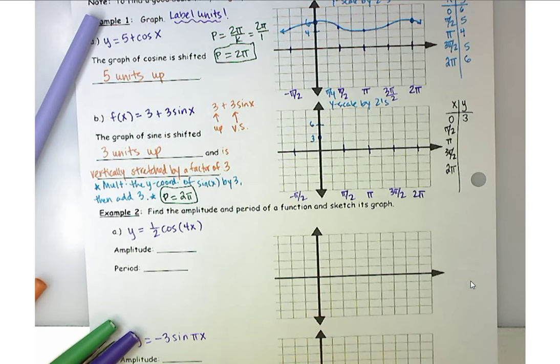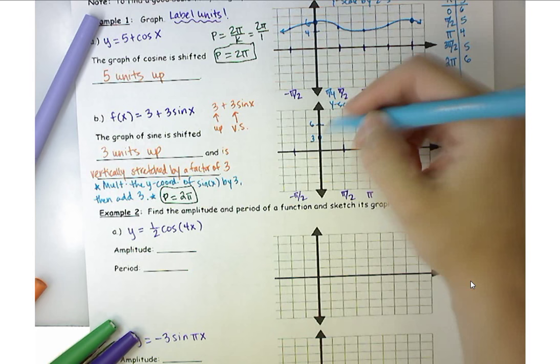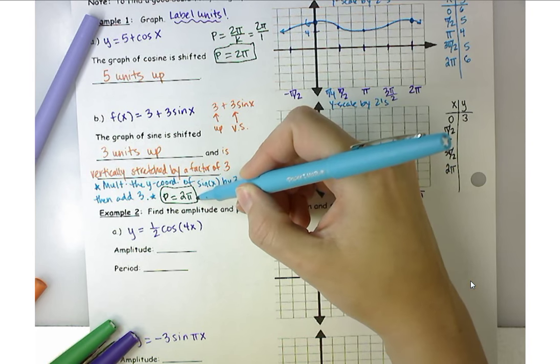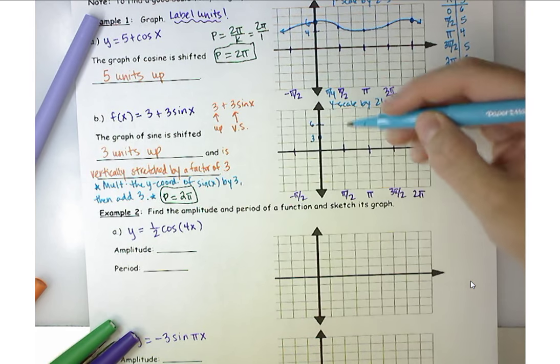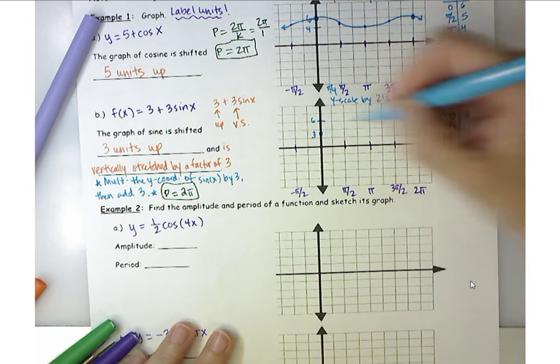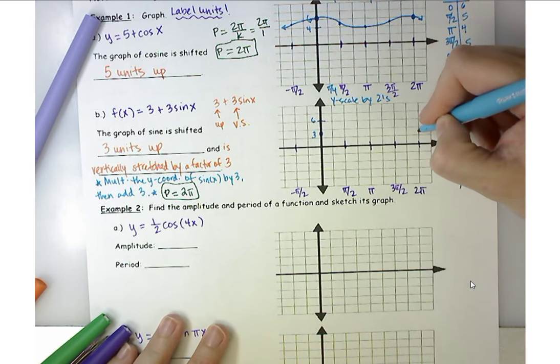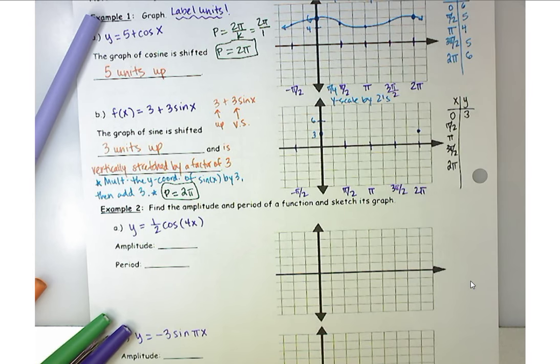How do I know where my lowest value is going to be? What's your lowest value on sine of x? -1. So if you do -1 times 3 plus 3, what do you get? 0. So 0 is going to be your lowest point. Okay, so if you're using the pattern, all you have to do is look at the period. The period is 2 pi, which means if at 0 I'm at 3, where am I at 2 pi? 3. Excellent.